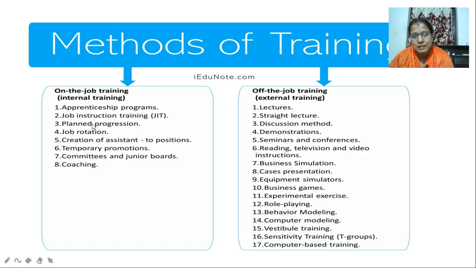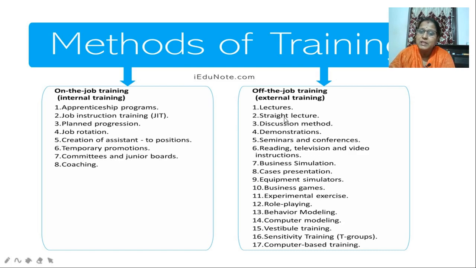It involves these things: apprenticeship programs, job instruction training, called JIT. Actually, JIT technology you must have heard of. It's called just-in-time technology. But here, when it comes to training, JIT means job instruction training. Then planned progression, job rotation, creation of assistant positions, temporary promotions, committees and junior boards, coaching, etc.